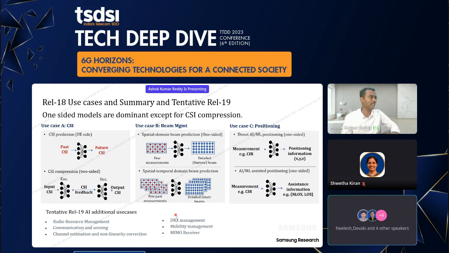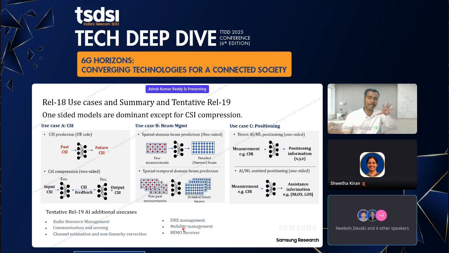So tentatively, 3GPP is going to look at how AI can be used for the air interface and a few other dimensions that I'm highlighting here. Radio resource management, maybe communication sensing as another use case, channel estimation, and also non-linearity correction, especially from the power amplifier viewpoint, and also DRX management, discontinuous reception management, connected mode and idle mode kinds of use cases.